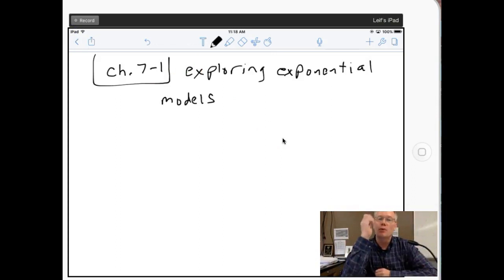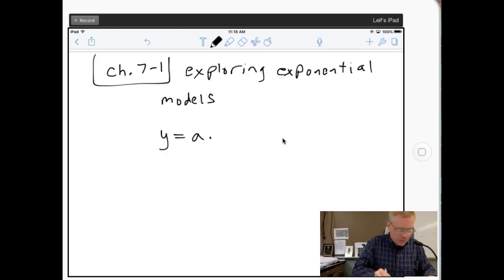And today we're going to be exploring exponential models, and we are going to be looking at a couple formulas. The first one I'm going to show you is y equals a times b to the x. And there's a couple things about this formula I want to show you.